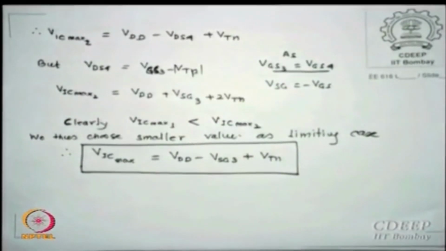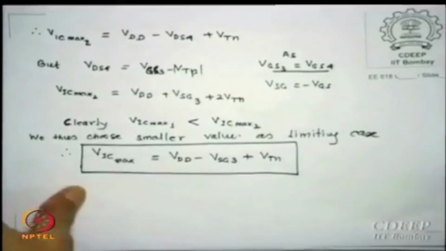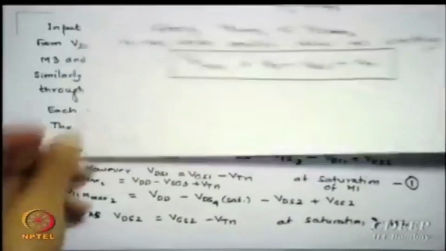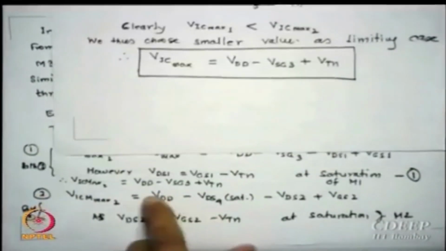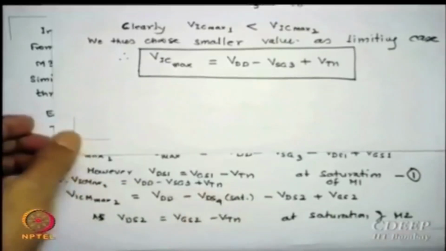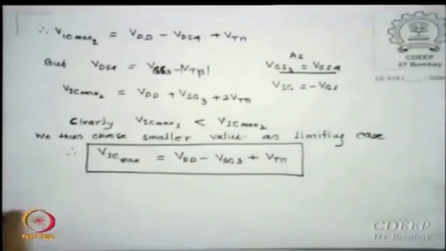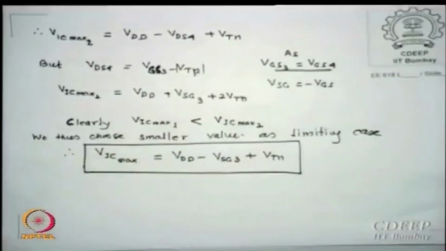So which one is smaller among the two expressions I derived? What was the value I derived first? One minute, it should be here. Yes, here it is: VIC maximum is VDD minus VSG3 plus VTN, and this other one is VDD plus VSG3. So what I am trying to say, VIC max 1 is smaller than VIC max 2.